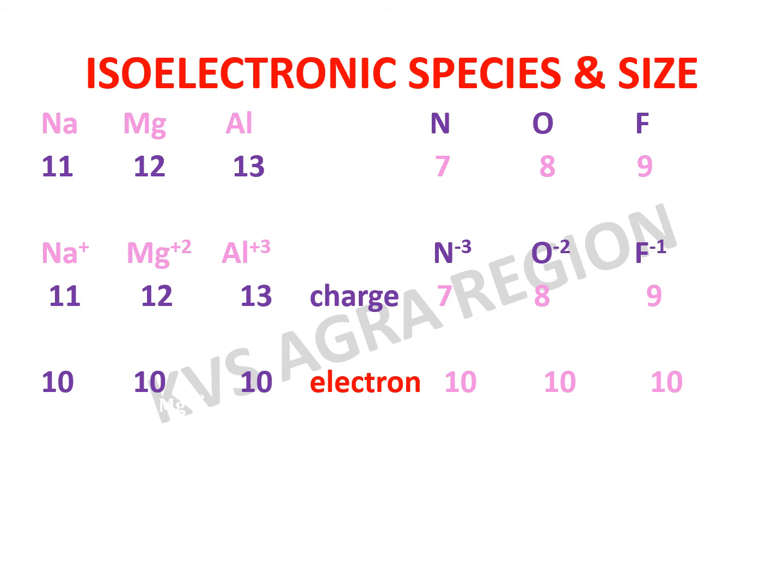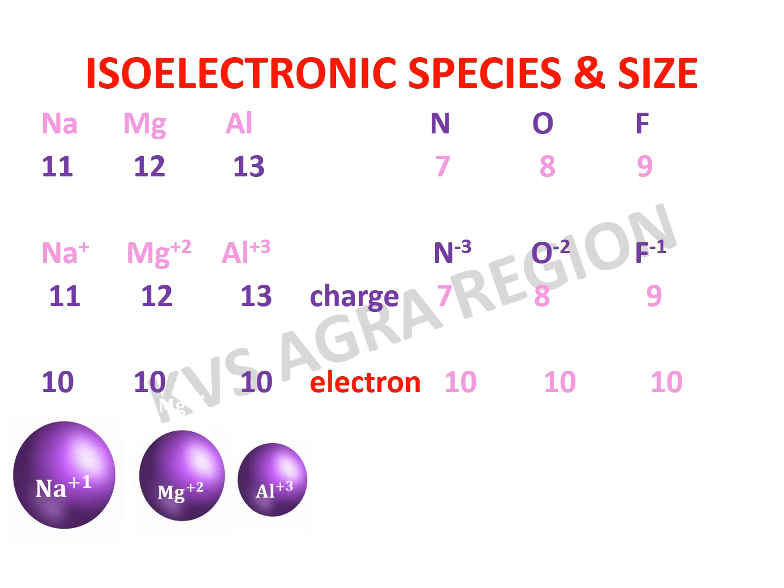And the more the nuclear charge, the more will be the attraction between the electrons and the nucleus. The lesser the nuclear charge, the lesser will be the attraction between the nucleus and the electrons, and this will result in the variation of size. Let us see.